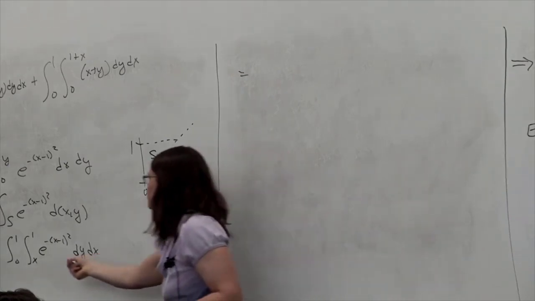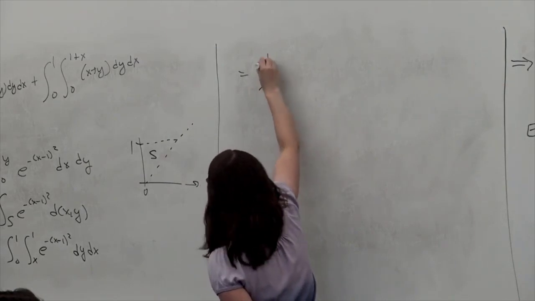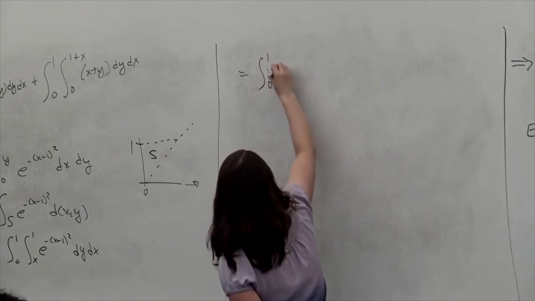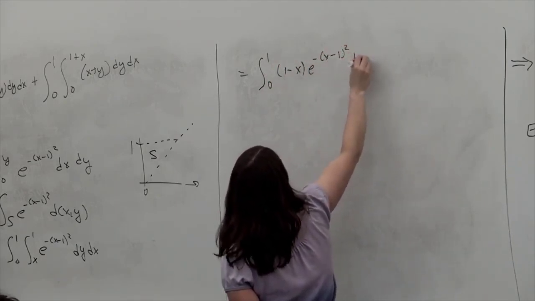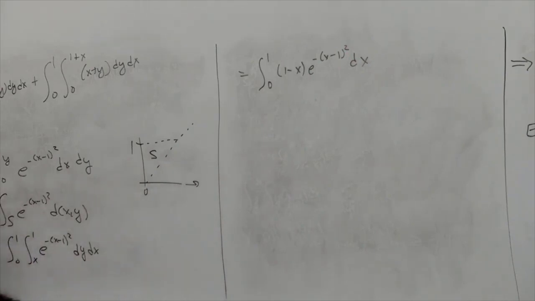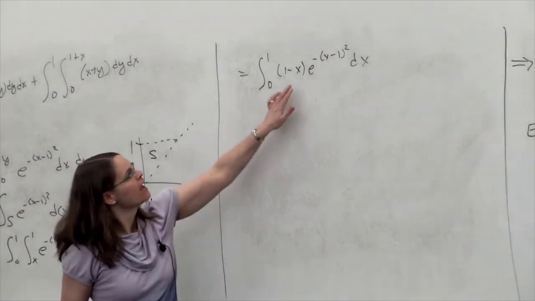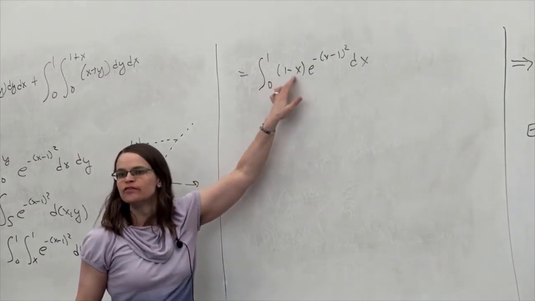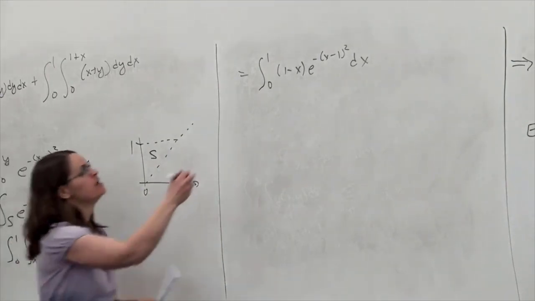And now the inner integral is easy to do because there's no y that actually shows up there. So all of a sudden we have the integral from 0 to 1 of (1 minus x) times e to the minus (x minus 1) squared dx. And this is suddenly an integral that we're happier to do, right? Although it still has the quadratic up here in the exponential, it has the linear version of it, the same thing down here. So there's an easy substitution to make, and we're happy.